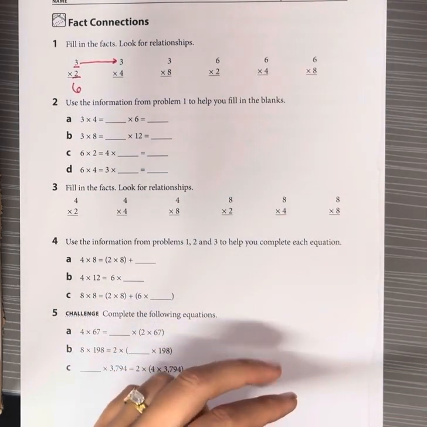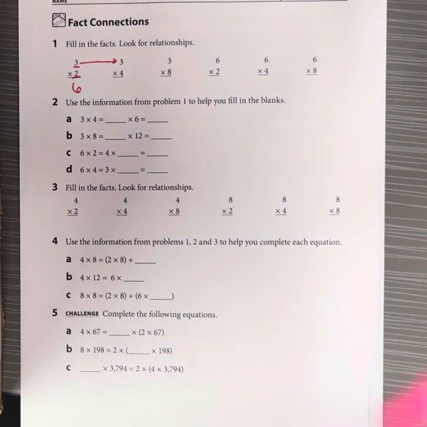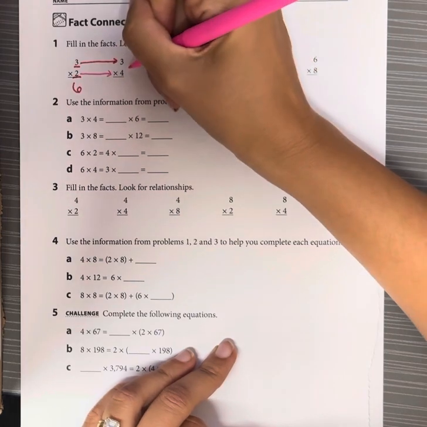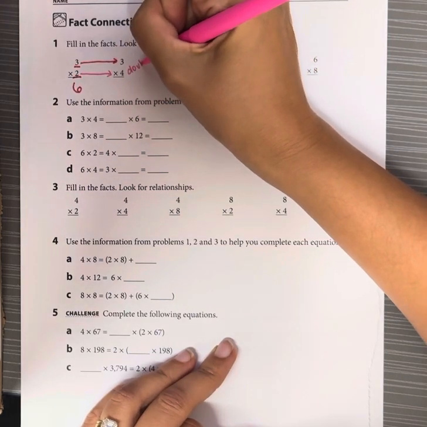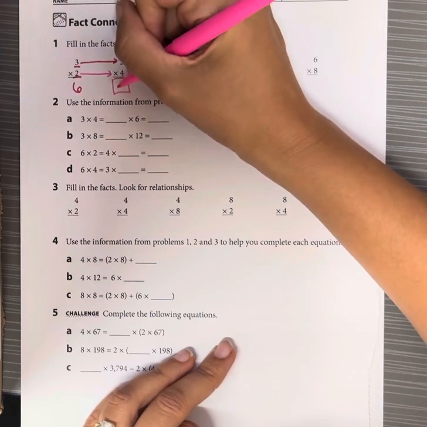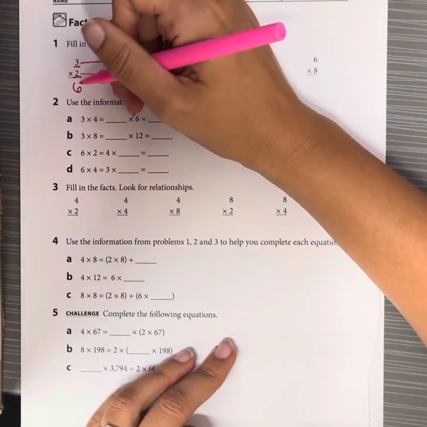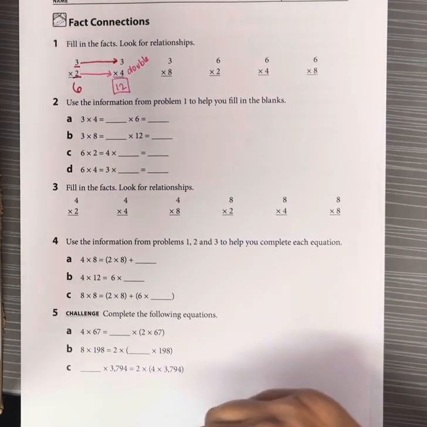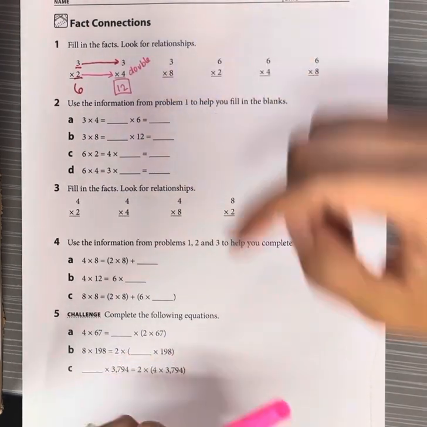And what's happening? I noticed that the factor 3 is the same, but 2 is different. 2 has turned into 4. And how did that happen? It doubled. So what do I expect my product to do? I also expect my product to double, and take a look, it does. 6 becomes 12. So as you keep going, you want to look and see what is changing each time.